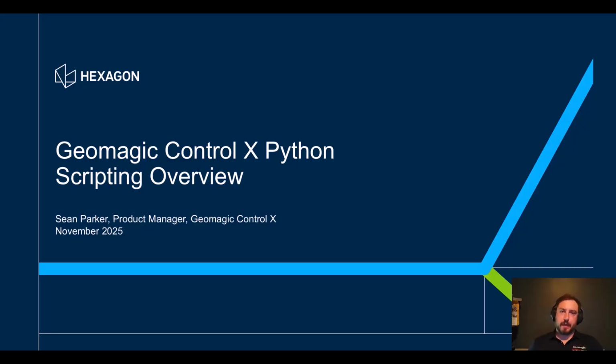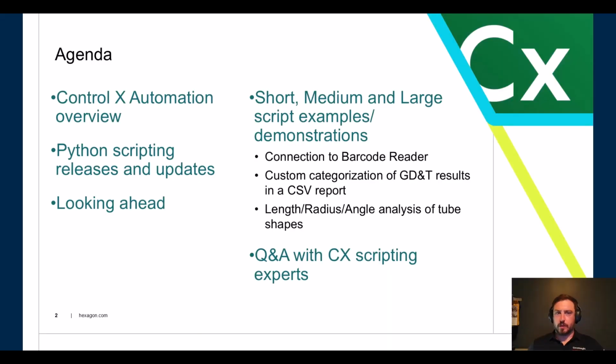I promise I'll keep the PowerPoint portion of this short and sweet, and we'll get to the good stuff where we're actually working with scripting in Control X pretty quickly. But first, I just need to take a minute to talk about where scripting fits in with the Control X automation suite of tools. We'll recap the history a little bit of the Python scripting releases we've had over the past year, and we'll take a look at some of the current and the near-term projects we're working on to make scripting even more useful to our users.